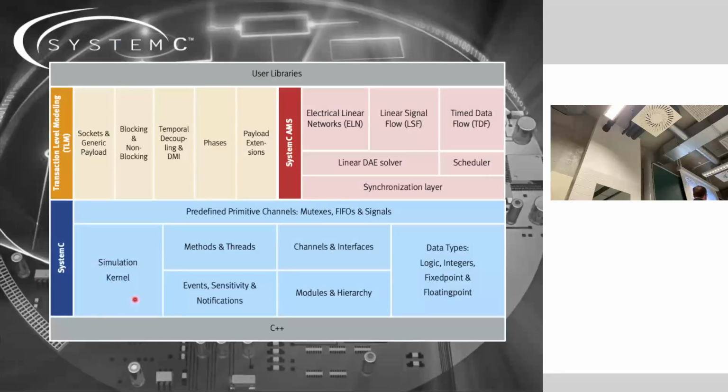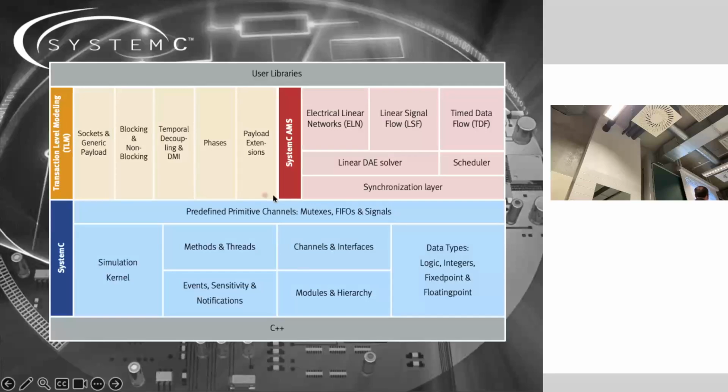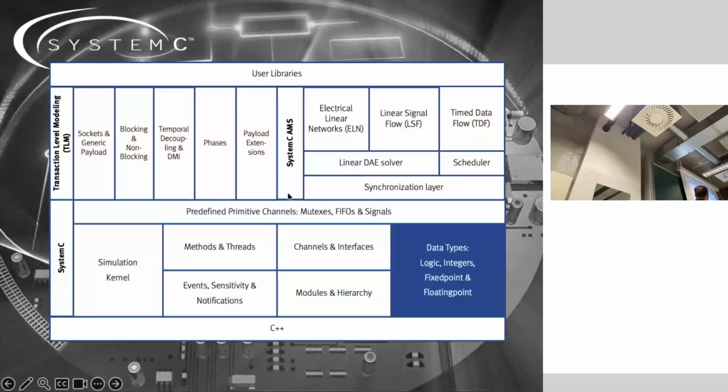Yeah, so that's again the big picture. We learned so far about the simulation kernel, about events, sensitivity, and hierarchy. And today we want to look into data types and then on channels and interfaces. And this is the most interesting part actually, how this is solved in SystemC. And the rest will come later. So first, let's very quickly go through the data types.